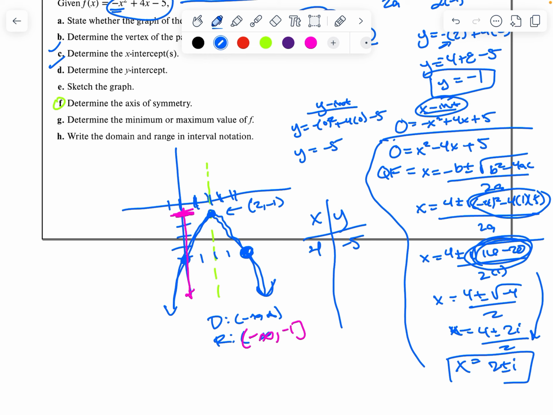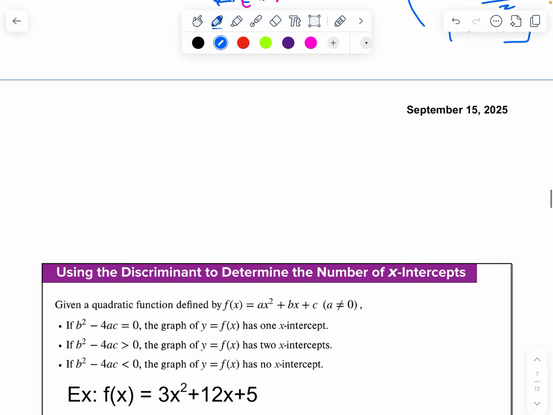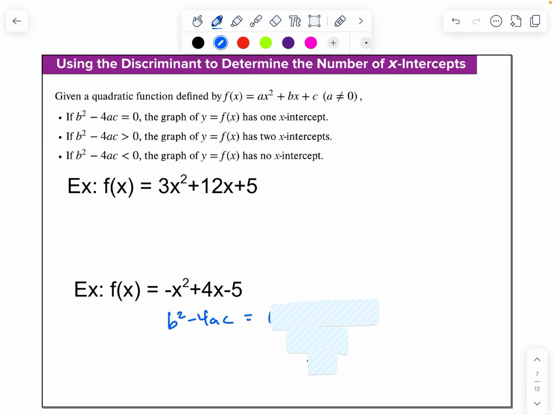And so what we can do is take b squared minus 4ac and compare it and see how many solutions we're going to have. If b squared minus 4ac turns out to be 0, you're going to have exactly one x-intercept. If it's bigger than 0, you're going to have exactly 2 x-intercepts. And if it's less than 0, like on our last problem, where it turned out to be a negative number, then you're going to have no x-intercepts, which is exactly what we had, right?